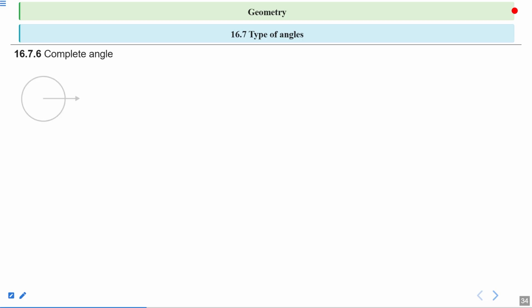Complete angle. So we can say that an angle which makes 360 degrees is called a complete angle. So theta will be 360 degrees.